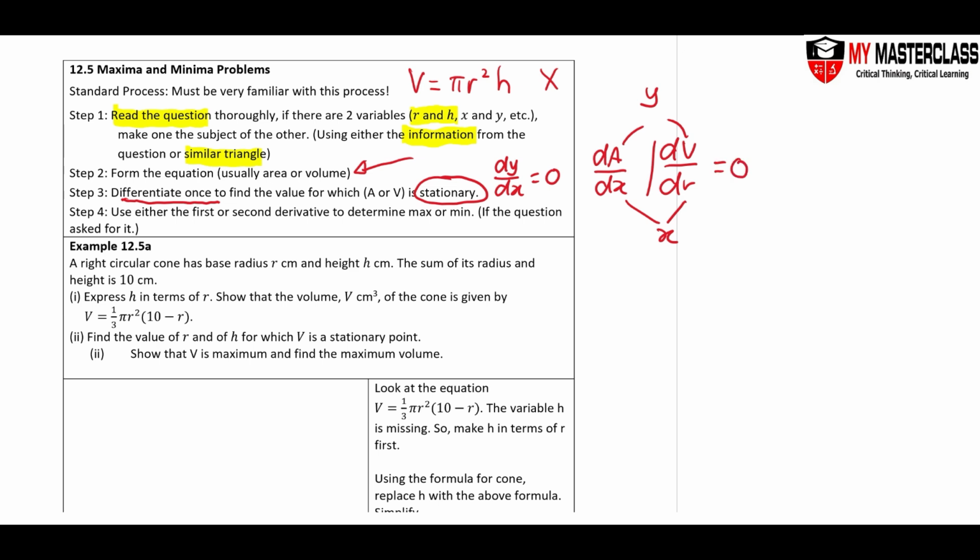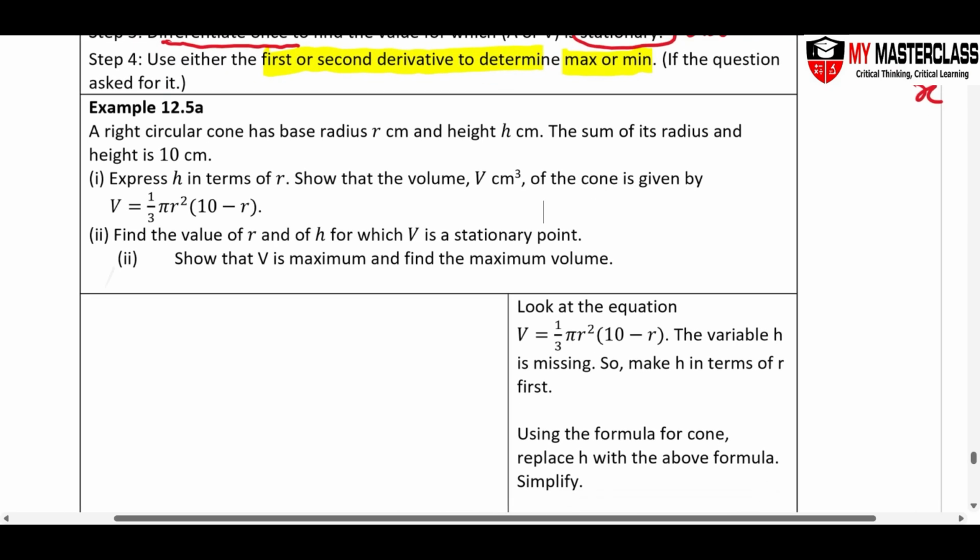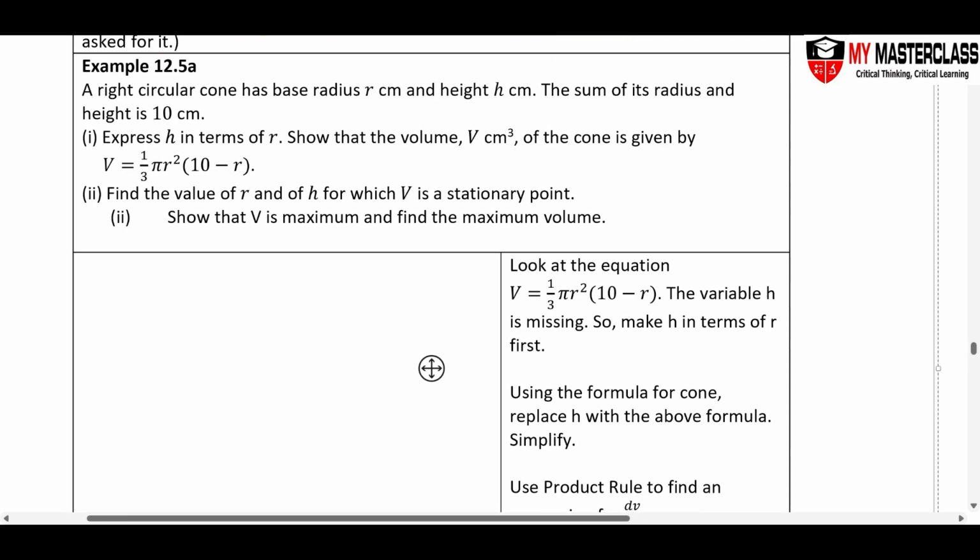After you find x, if they ask you to show that it's a maximum or minimum, use either your first or second derivative test to determine whether it is maximum or minimum, if the question asks you to do so. So over here I gave you one example whereby a right circular cone has the base of r and h.